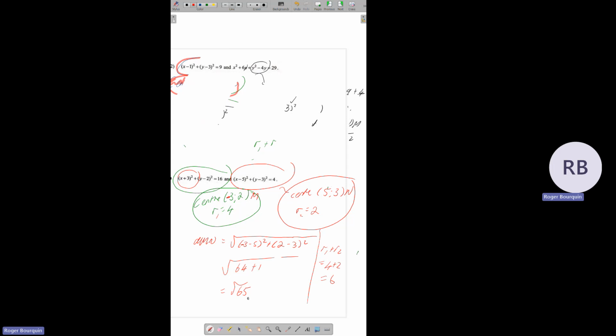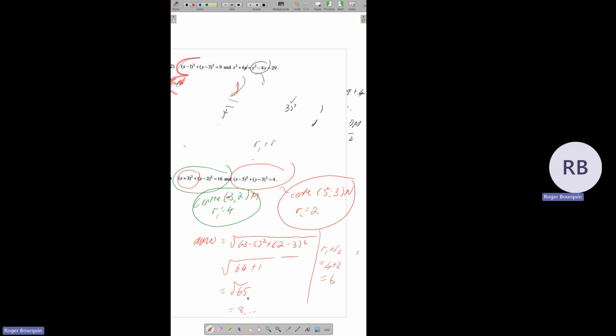So your center there was (-3, 2) and your radius was 4. Your center there was (5, 3) and your radius was 2. The sum of the radiuses is 4 plus 2, which is 6. The distance between the centers, x1 minus x2, minus 3 minus 5 squared plus 2 minus 3 squared, is minus 8 squared, 64 plus 1 is 65. So this is going to be 8 point something.